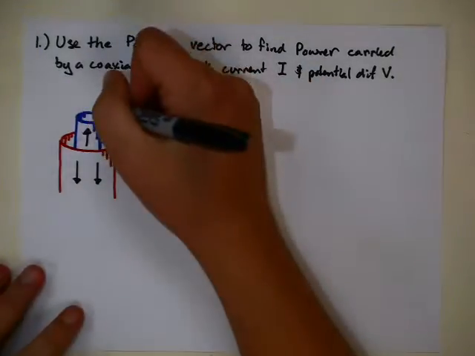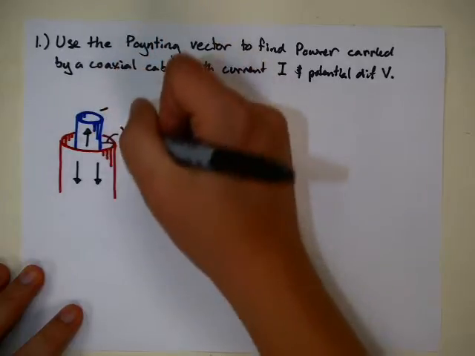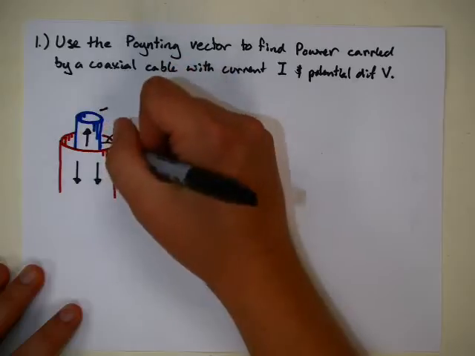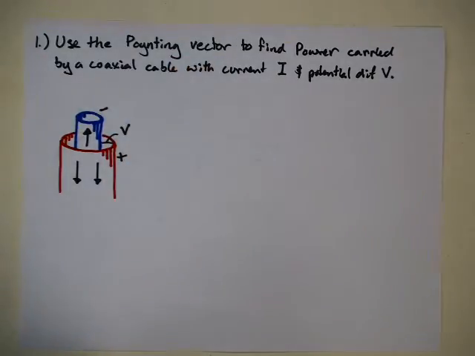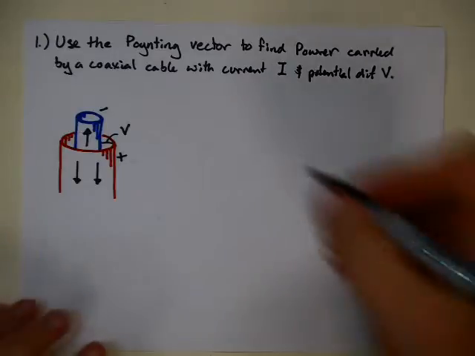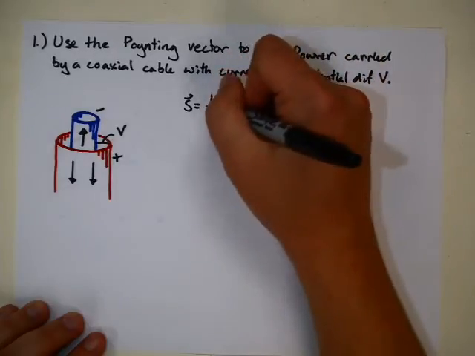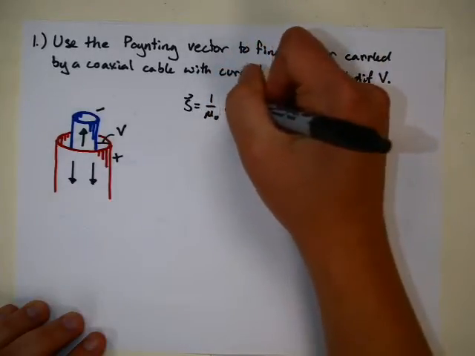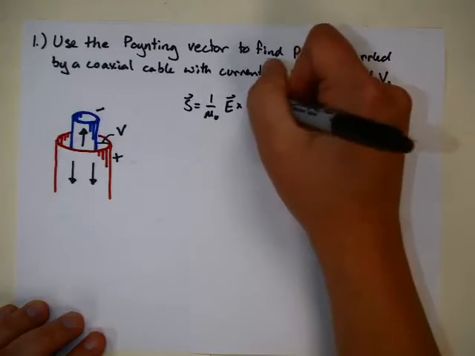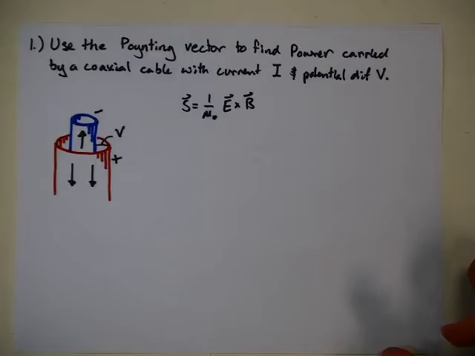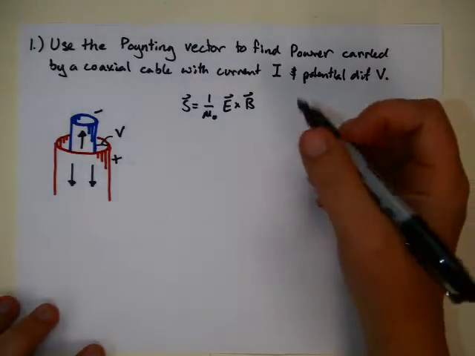Furthermore, we'll say the potential difference, just for ease, is set up so that we have a minus sign, so that the inner is at a lower potential and the outer is at the higher potential. And that's how we'll set that up. So to start out, it says use the Poynting vector, so I'm going to write down the Poynting vector. The Poynting vector is 1 over mu naught E cross B, and so I need to find the electric and magnetic fields in this system for the coaxial cable that I have set up.